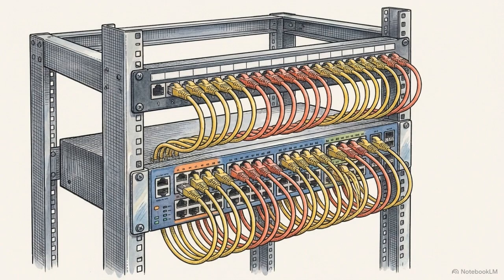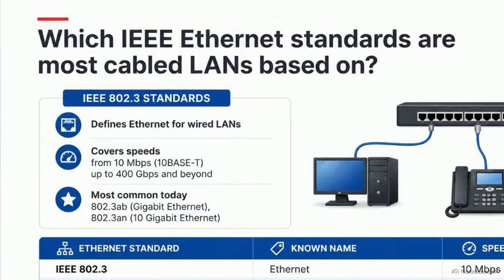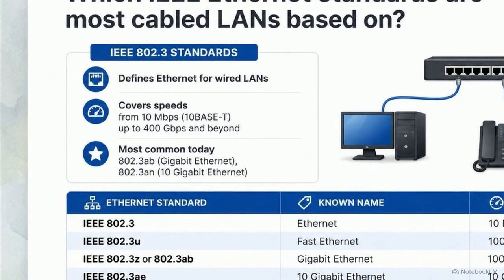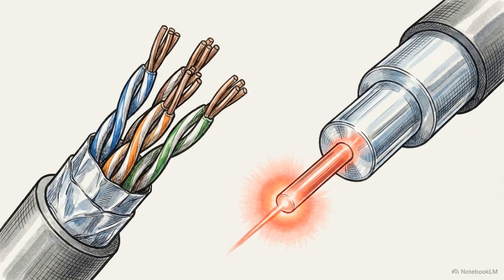the network switch. This slide outlines the foundational engineering rulebook for wired cabling, the IEEE 802.3 Ethernet standards. Modern networks rely heavily on the high-speed protocols listed here. 802.3ab defines gigabit Ethernet, while 802.3an scales that up to 10 gigabit Ethernet. To carry that speed, engineers choose between two main categories of physical cable: copper and fiber optics.